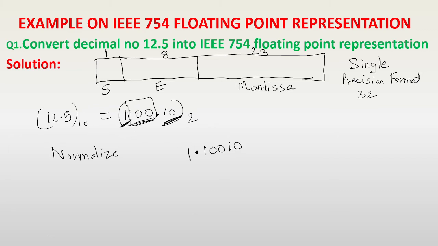So how many bits have I shifted to after the decimal point? 3. So 2 raised to 3 will come. And this 3 represents our E. How many bits you have shifted to the right, that becomes your E value. So this is the normalized number now.